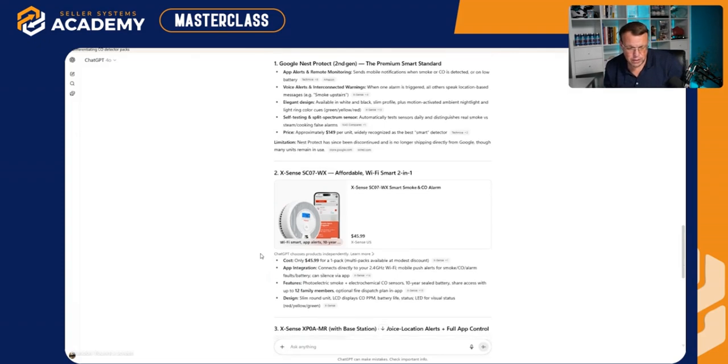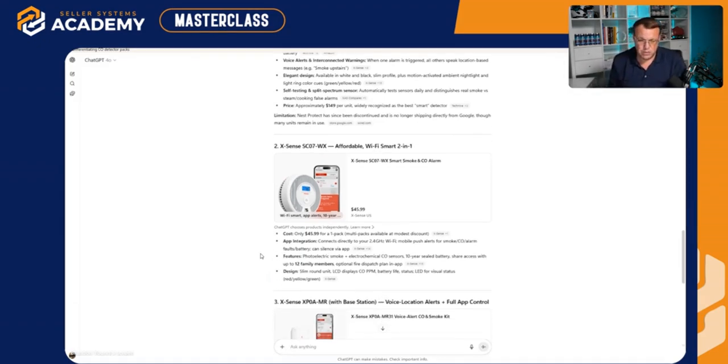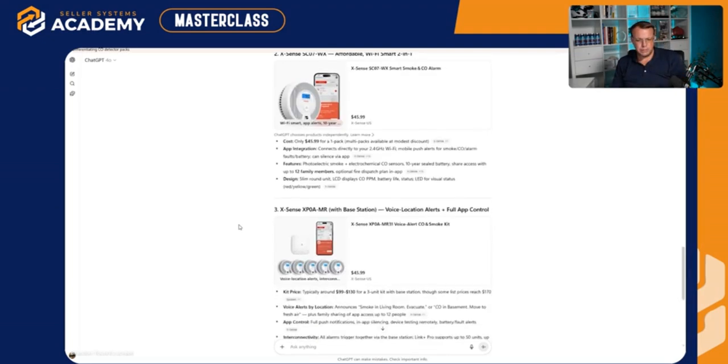$45 for a 1-pack. Up to 12 family members can share access on this. Optional fire display, carbon monoxide. What if they have carbon dioxide too? Like that's important. Carbon dioxide buildup is important for people for longevity. That's like a life benefit, a longevity benefit. CO2 buildup.